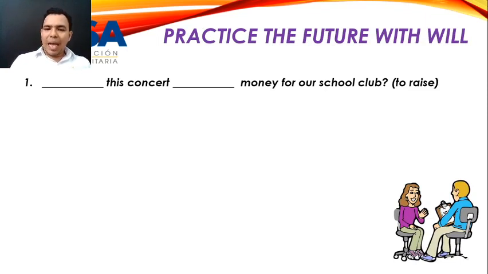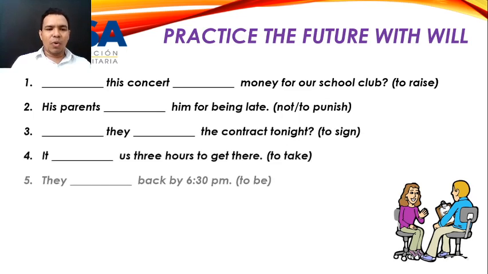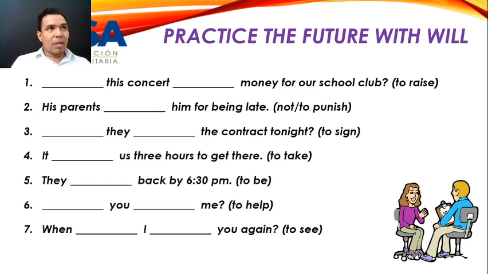According to the previous chart, I need you to complete these sentences. I'm going to figure out the first two sentences in order to explain how to complete the others. Number one, as you can see, is a question. So, as a question, you are going to start with will, then the subject, that is this concert, and after the subject, the verb, in this case, raise. So, will this concert raise money for our school club?